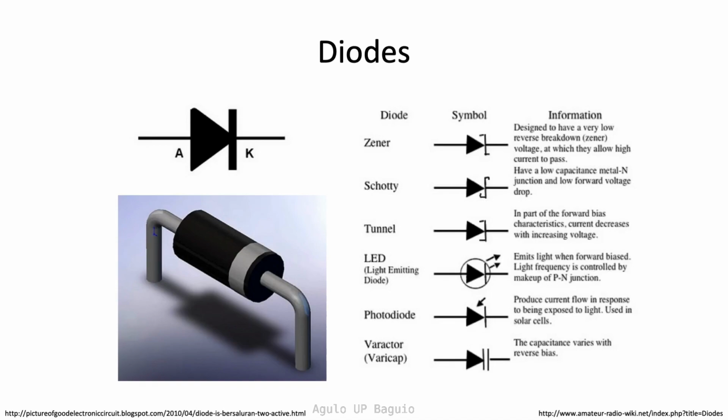Some other types of diode are shown with their electrical symbols. These are the Zener diode, Schottky diode, the tunnel diode, the light-emitting diode or the LED, the photodiode, and the varactor. We'll discuss these types of diodes and their application in our next video.